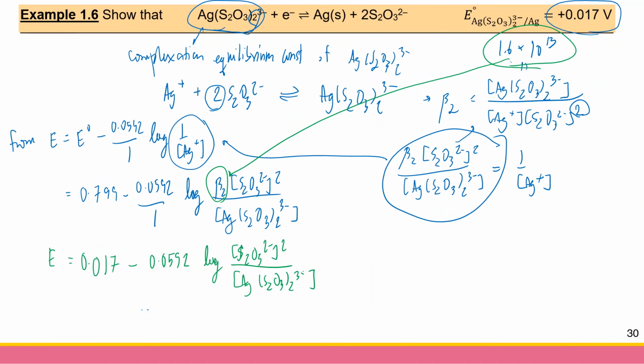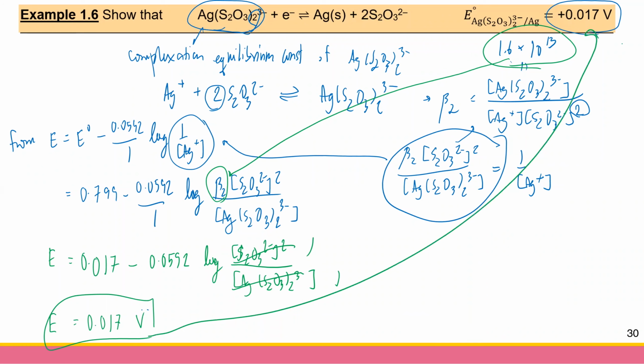But again, we want to find the standard electrode potential. So every concentration should be 1. So this is going to be 1, right? And this is going to be 1. And you know log of 1 is 0. So you know that E of this reaction is equal to 0.017 volt, which is the same as what we want to show here.